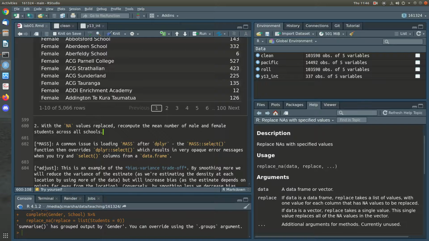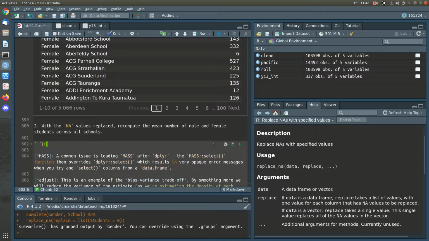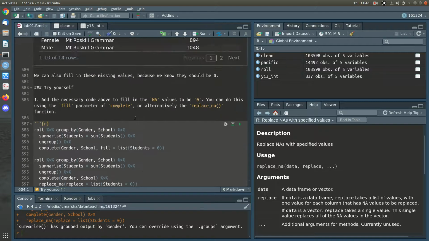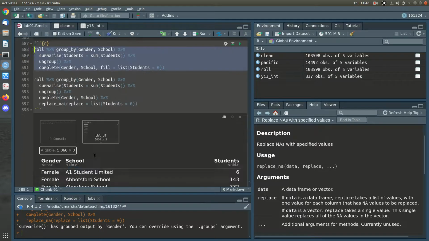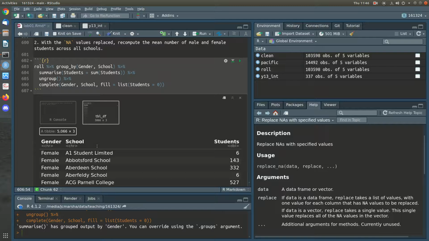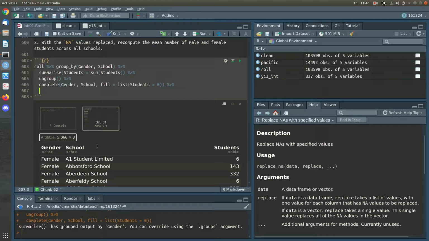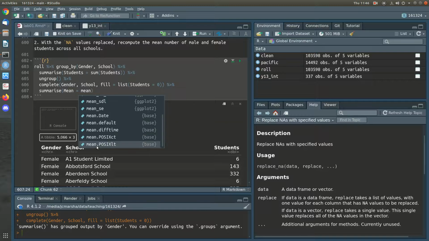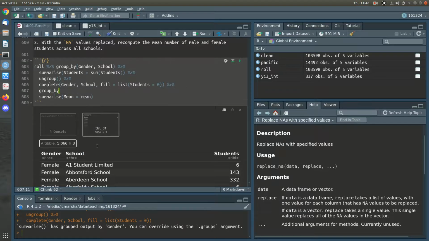With the NA values replaced, recompute the mean number of male and female students across all schools. So this is the last thing we have to do. So let's grab maybe with this one. Right, and so we want to do the mean number of students. So summarize mean is going to be the, we're going to have to group back by school and gender. No, we want to group by just gender, isn't it? And we want to do the mean number of students.